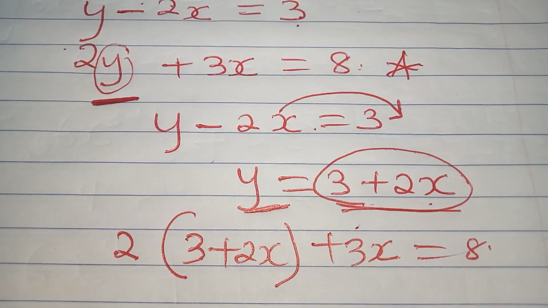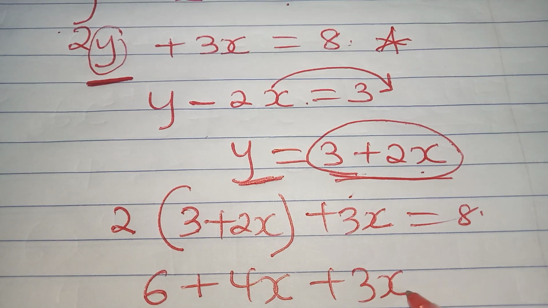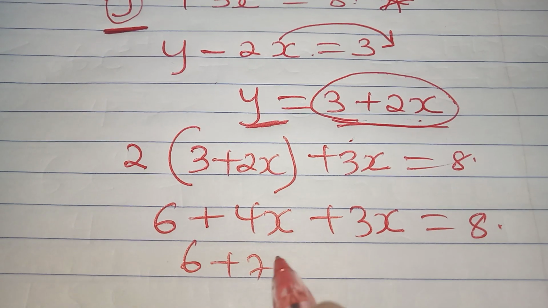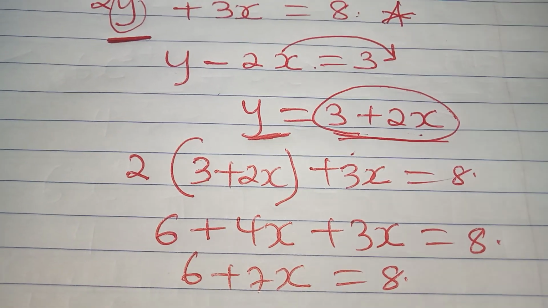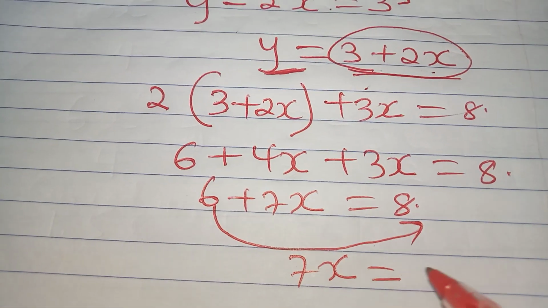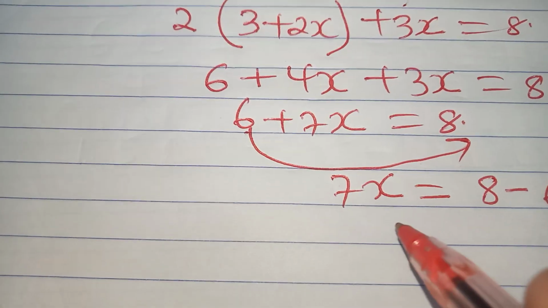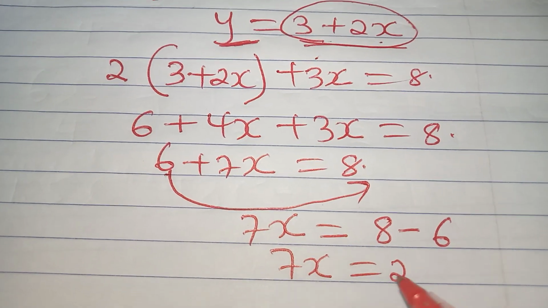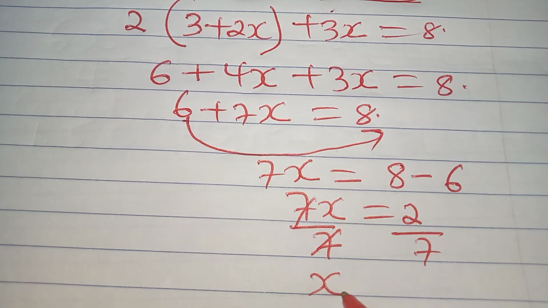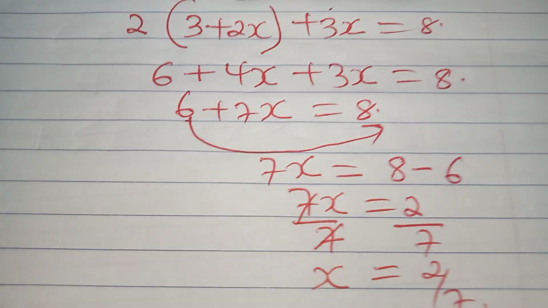I'll open the bracket. I'll have 6 plus 4x plus 3x is equal to 8. To clear my work, I'll say 6 plus 7x is equal to 8. I'll collect like terms and take the 6 to the other side. I'll have 7x is equal to 8 less 6. It is positive, and when crossing the equal sign, it becomes negative. So I'll have 7x is equal to 2. I will divide both sides by 7. So the value of x at the point of intersection of these two linear equations is 2/7.